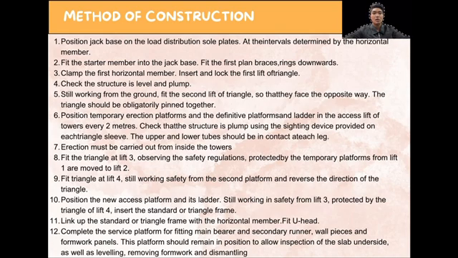Insert the standard or triangle frame. Eleventh, link up the standard or triangle frame with the horizontal member. Fit the U head. And the last one, complete the service platform for fitting the main barrel and secondary runner, wall pieces and formwork panels. This platform should remain in position to allow inspection of the slab underside as well as leveling, removing formwork and dismantling.